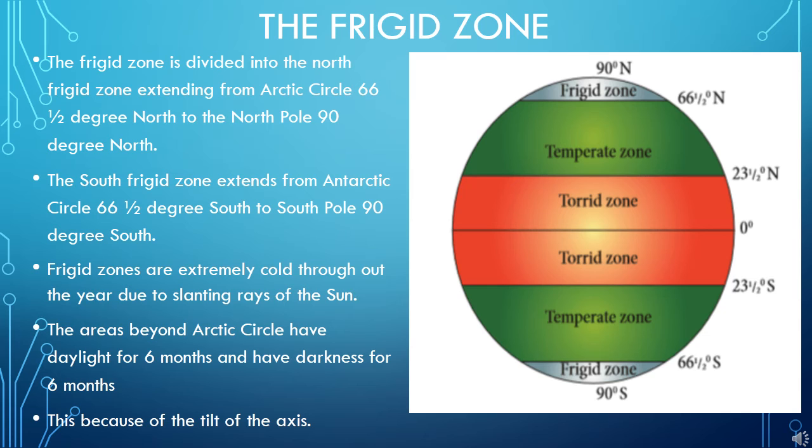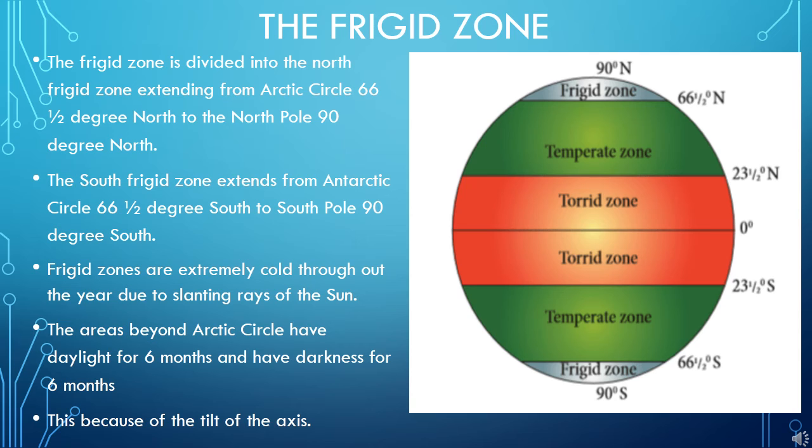Now let us talk about the South Frigid Zone. The South Frigid Zone extends from 66.5 degrees south, that is the Antarctic Circle, to 90 degrees south, that is the South Pole. The frigid zones are extremely cold throughout the year due to the extremely slanting rays of the sun.